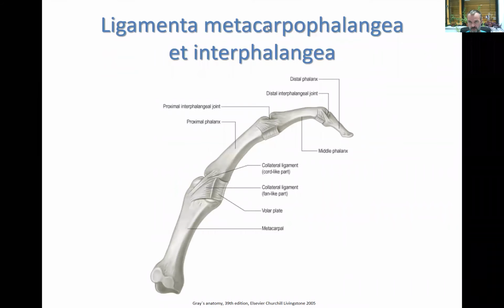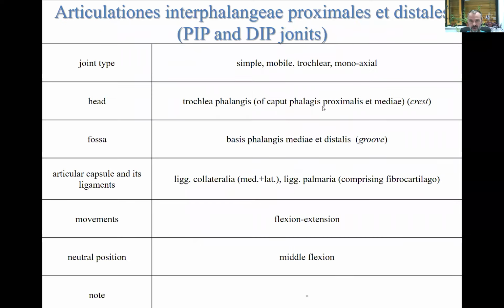Here you can see the collateral ligaments and the palmar ligament, which encompasses the palmar fibrocartilage. The term volar plate is a clinical term for the palmar fibrocartilage. And the last joints are interphalangeal.